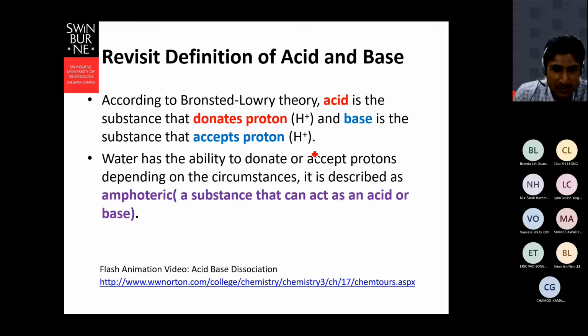All right. So whether water is an acid or base depends. Water is very smart. Water is amphoteric, which means it depends on the situation. If it is with a strong acid, then it will behave as a base. If it is with a strong base, it will behave like an acid. That's why it is called an amphoteric substance.